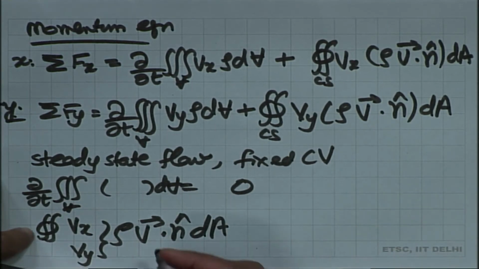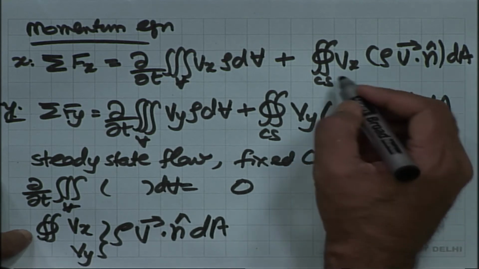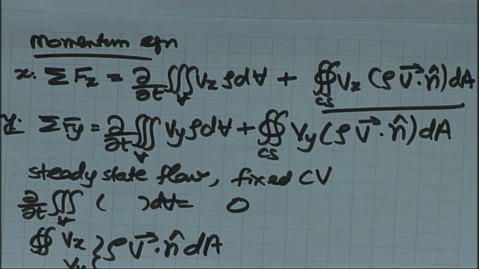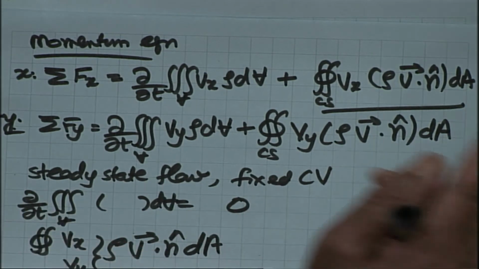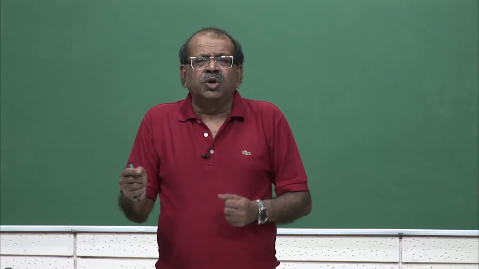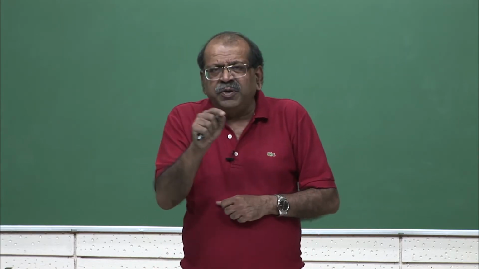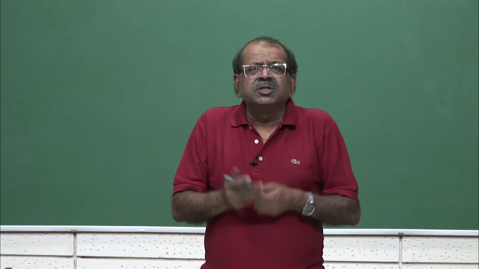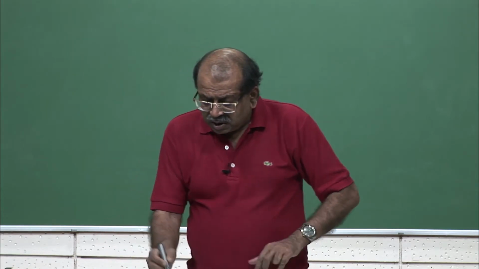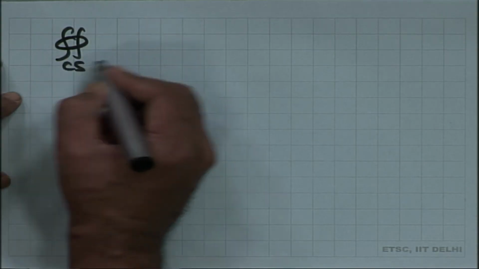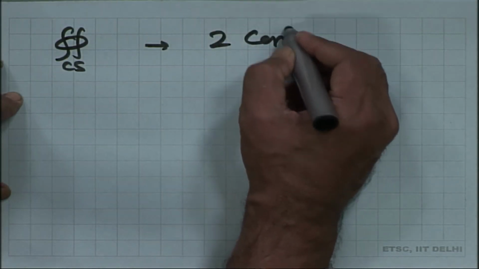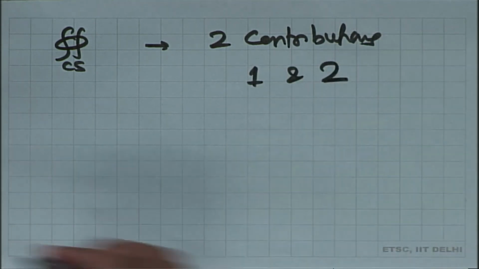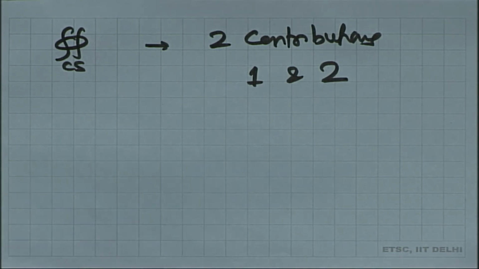So, therefore, now we have to evaluate these surface integral terms. Now, for this, as we discussed, we make a mental note of the control volume and we look at its surface and we see at which position in this surface is the fluid crossing the surface. So, this integral on the CS, there are two contributions from 1 and 2 because fluid is crossing the control surface only from there.